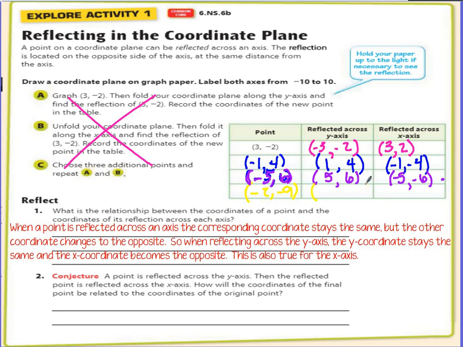And then here, the last one, again, pause and try it on your own and then come back and check if you're ready. Here, my -9 would stay the same, but then my -2 would become the opposite. And then when it's reflected across the y-axis or the x-axis, my -2 stays the same, but my -9 becomes a positive.